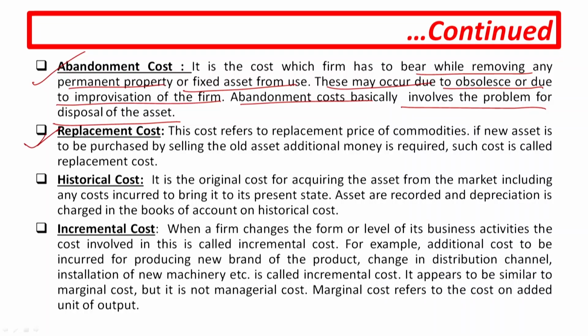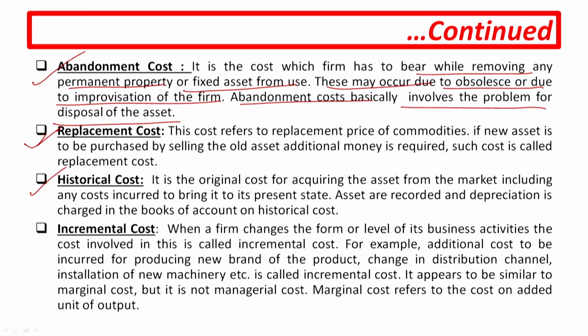Replacement cost. Replacement cost basically refers to the price of the commodity which they need to pay for replacing the same commodity, and that is known as replacement cost. For example, you have a machinery and now that machinery is not of use, and you want to purchase the same machinery again. You purchased this machinery 5 years back, costing you 1 lakh rupees. After 5 years, you want to purchase the same commodity and it is costing you 2 lakh rupees. So how much extra money you need to replace the same asset with a new asset is known as replacement cost.